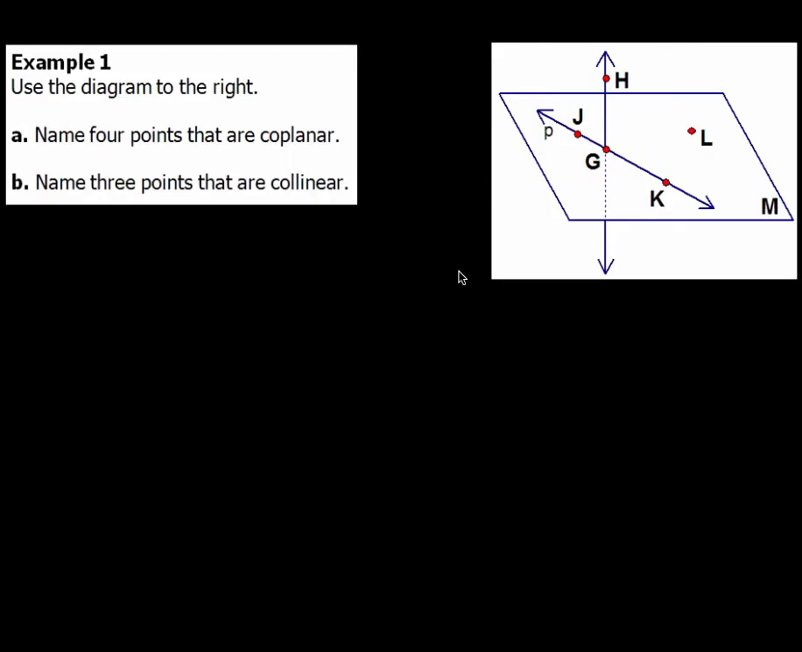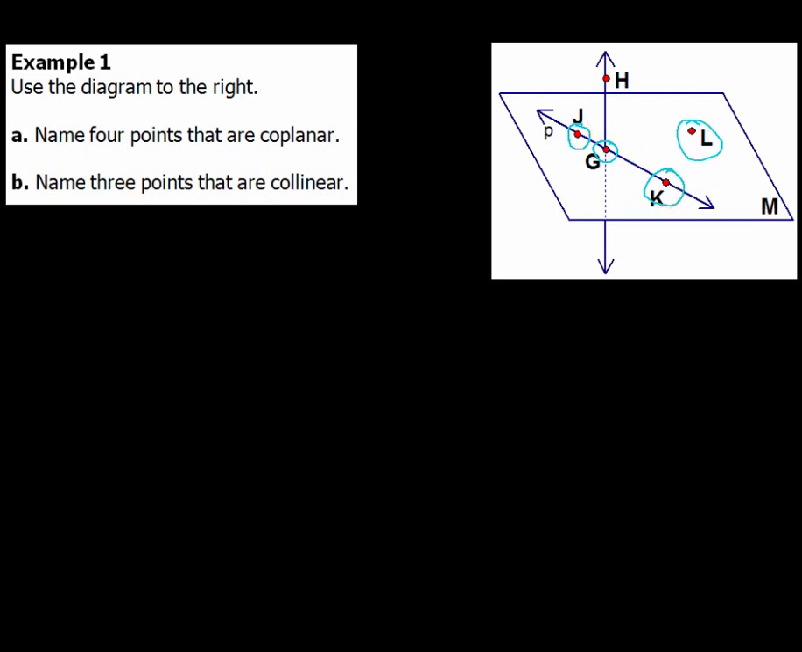Now let's go ahead and get into this by looking at some of the pictures. Now we're going to use this diagram that we're presented with, and the first thing that we're asked to do is name 4 points that are coplanar. And coplanar, remember, means what? Just that they are on the same plane. So I've got this point K and L and G and point J. So all 4 of those are coplanar.